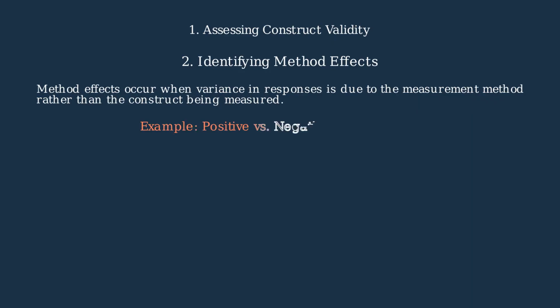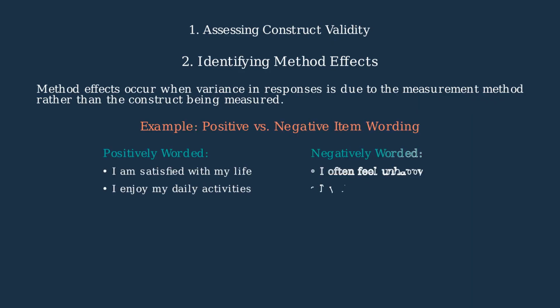A common method effect occurs with item wording. For example, in a life satisfaction scale, positively and negatively worded items might load on separate factors due to their wording, rather than measuring different constructs.